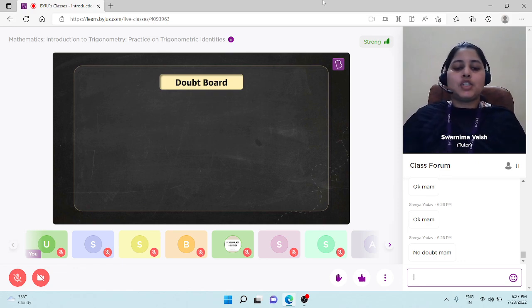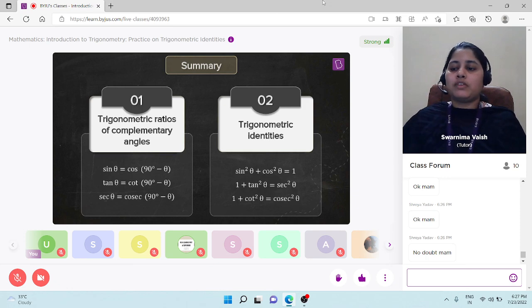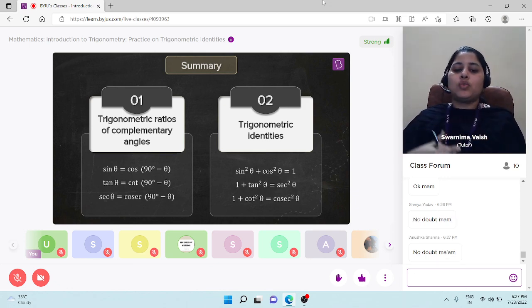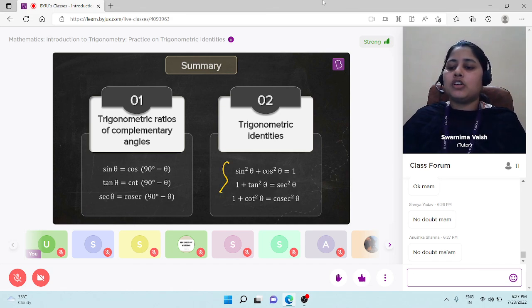Students, in today's session, we have discussed 2 topics. First one, about the trigonometric ratios of complementary angles: sin theta is equal to cos 90 minus theta, tan theta is equal to cot 90 minus theta, like that. Thank you so much, Anushka. And then the trigonometric identities. These 3, students. Please try to remember all these 3.